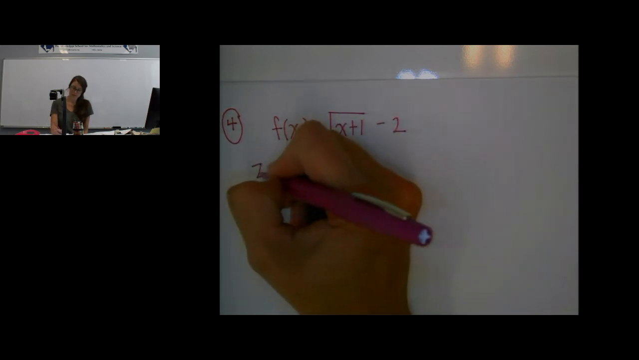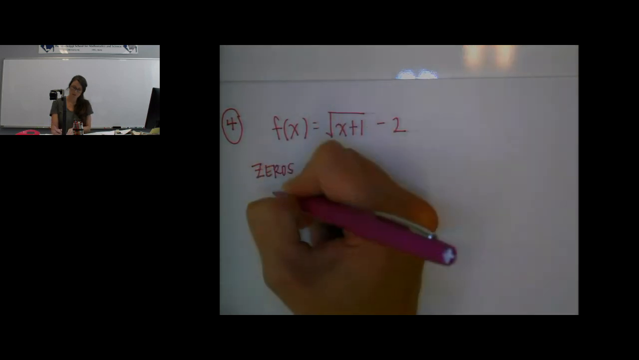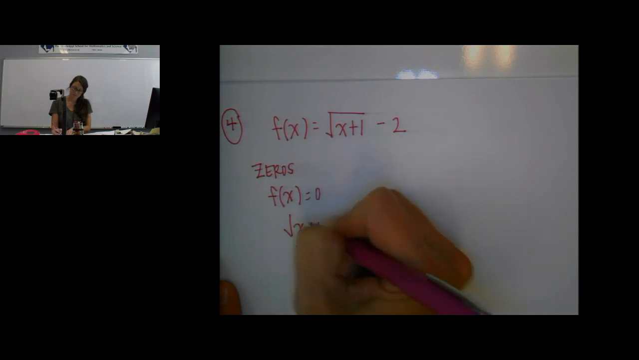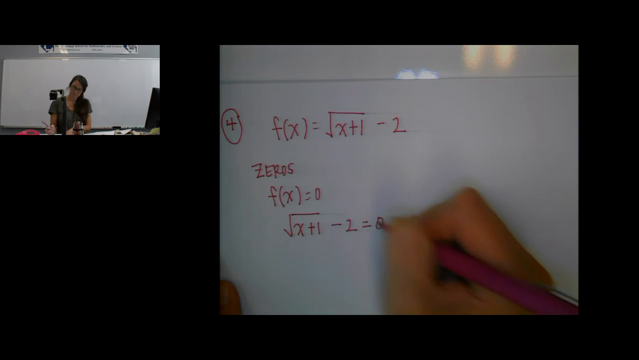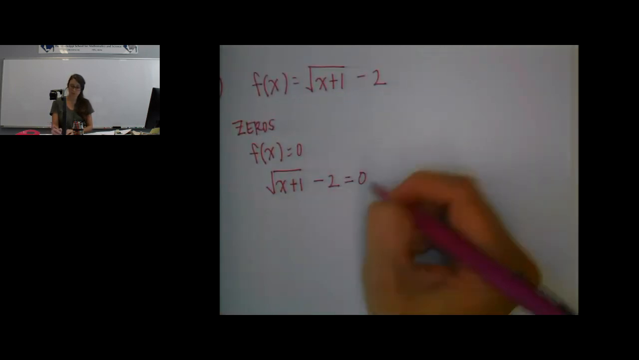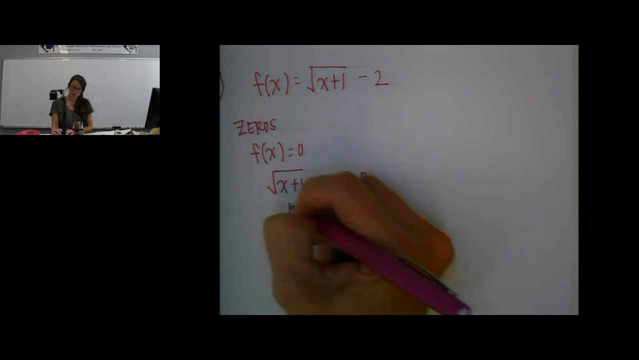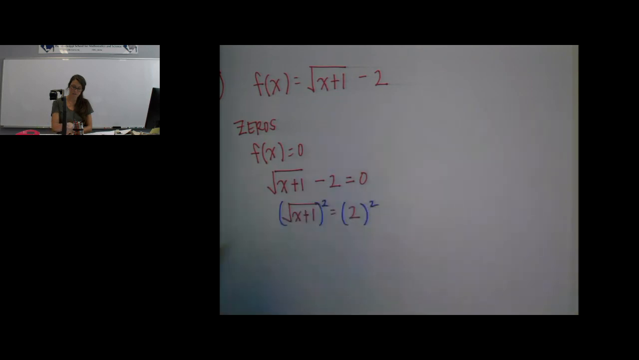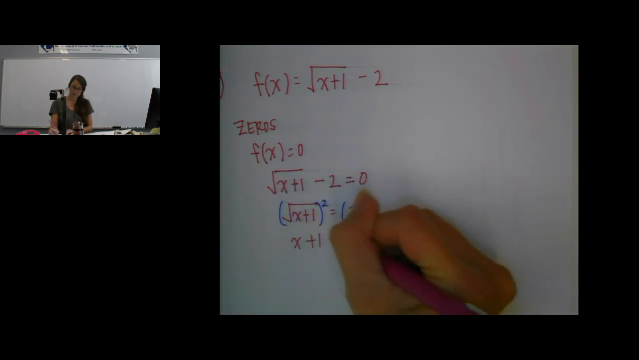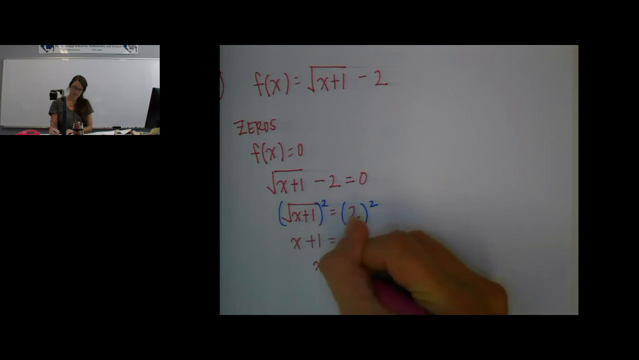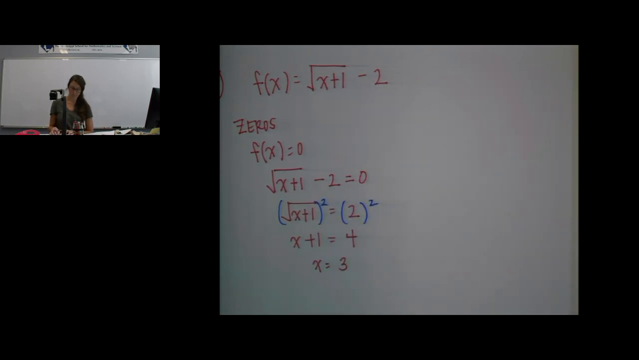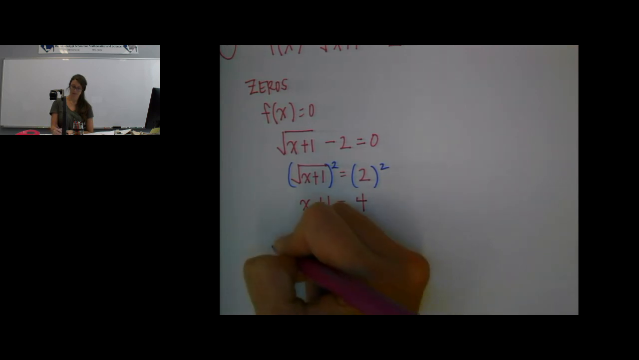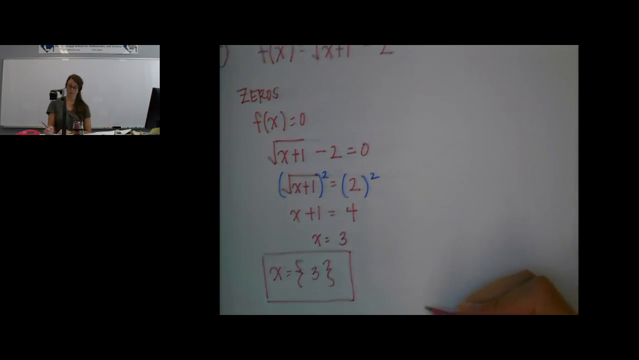Okay, so the zeros are where we set the function equal to 0. So this is a radical equation, so we'll move the -2 to the other side, and then we will get rid of the radical by squaring both sides. So we'll have x plus 1 is equal to 4, so x is going to be equal to 3. So the zero is just going to be 3. It's crossing the x-axis in one place.